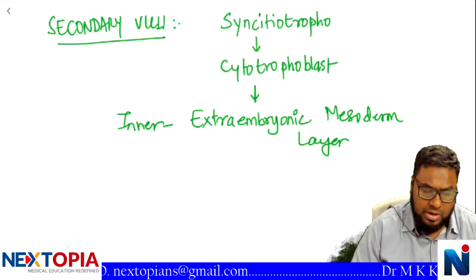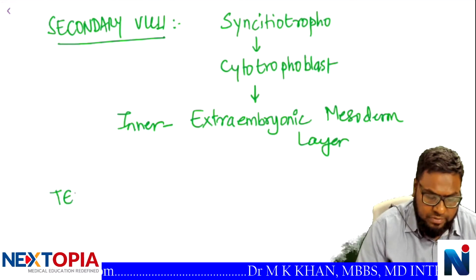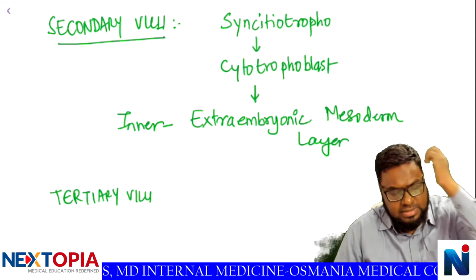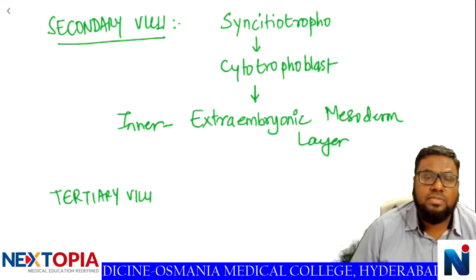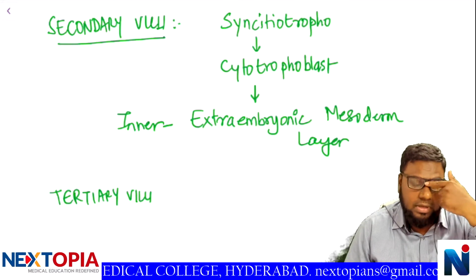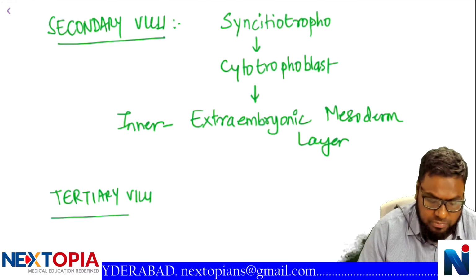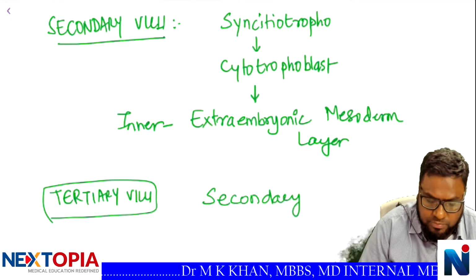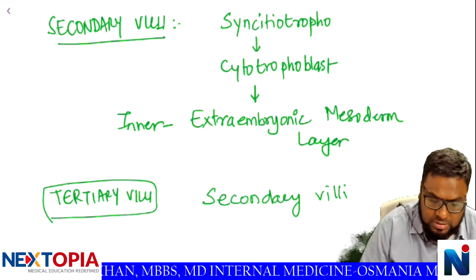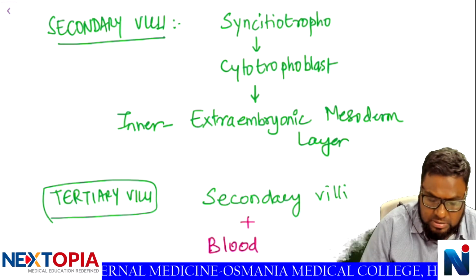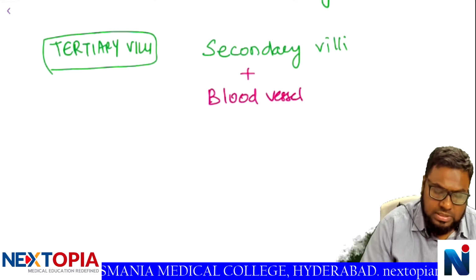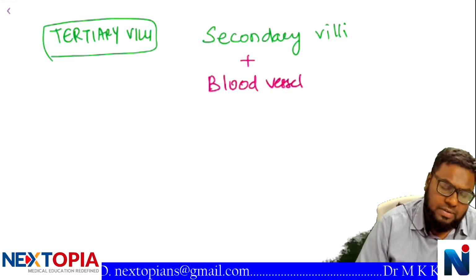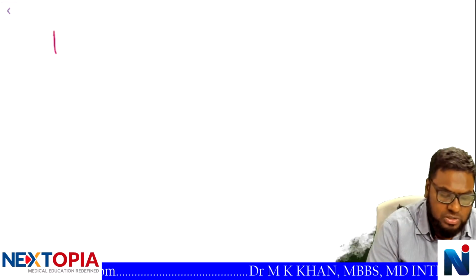All right. Now, next it gets differentiated into tertiary villus. So what is a tertiary villus? The tertiary villus is same as secondary villus, except that it has got the fetal capillaries, fetal blood vessels in the mesoderm. So it is same secondary villus plus blood vessels. So secondary villi plus blood vessels form what is known as tertiary villus. So how is this villus formed? Let us try to understand the process of villus formation.